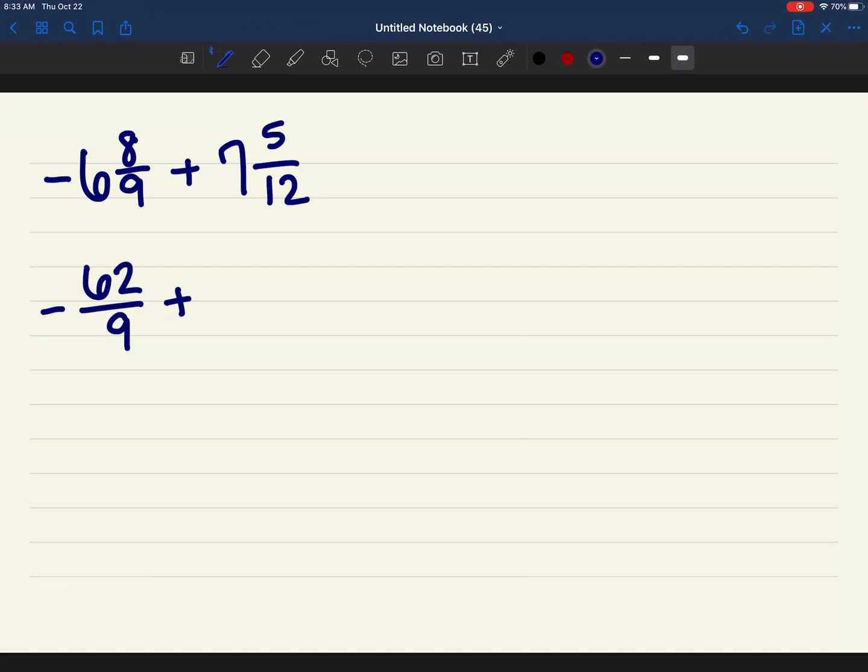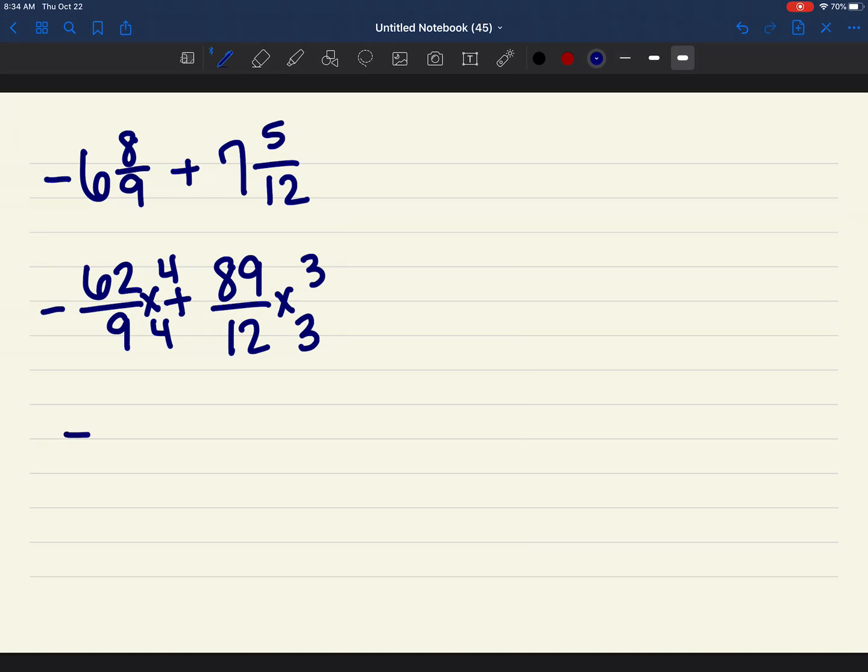7 times 12 is 84 plus 5. Okay. Now, can anybody tell me, when we're talking about 9 and 12, what the smallest common denominator we should use would be? Think about multiples of 12. Would 24 work? 36. No. What'd you say, Cash? 36. 36. How do you get from 12 to 36? Times 3. How do you get from 9 to 36? Times 4. Good. Okay.